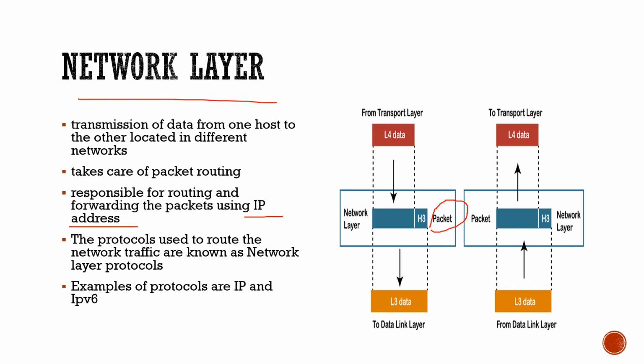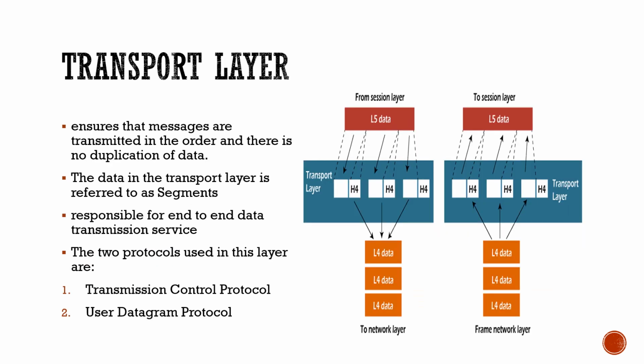So the protocols that are used to route the network traffic. To route the network traffic, we use network layer protocols. And there are many different types of network layer protocols. One is IPv4, we use IPv6, etc. The next layer is going to be the transport layer.